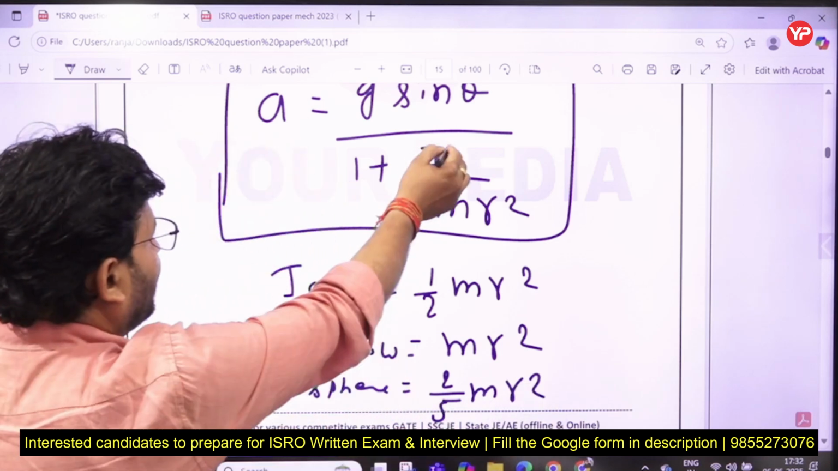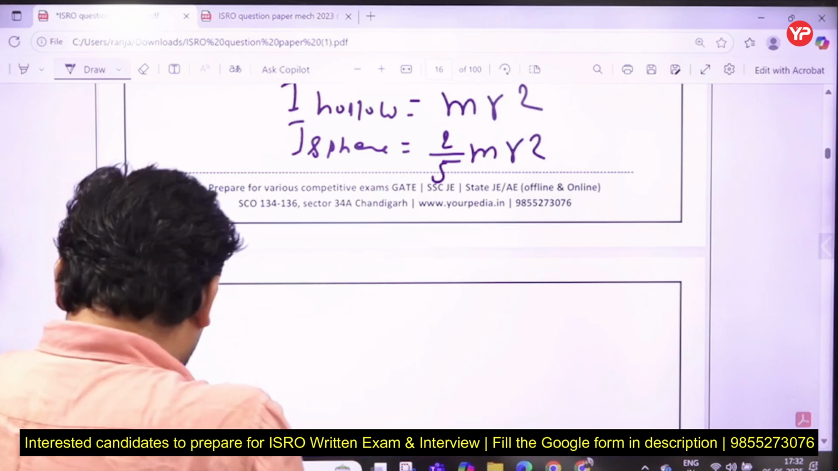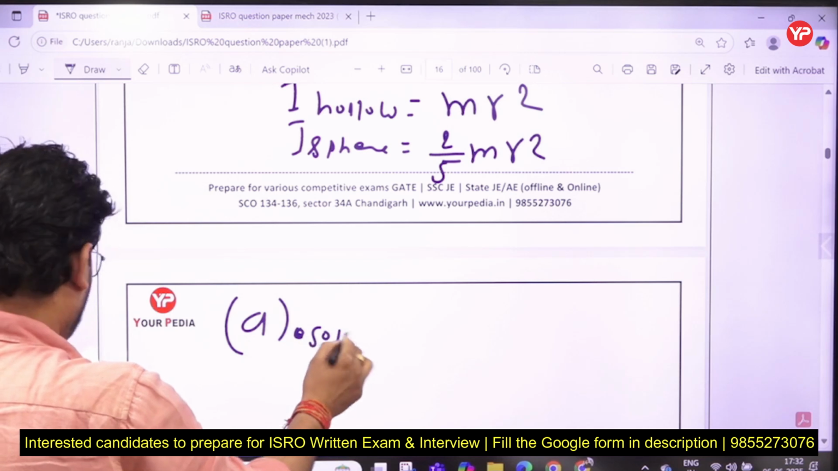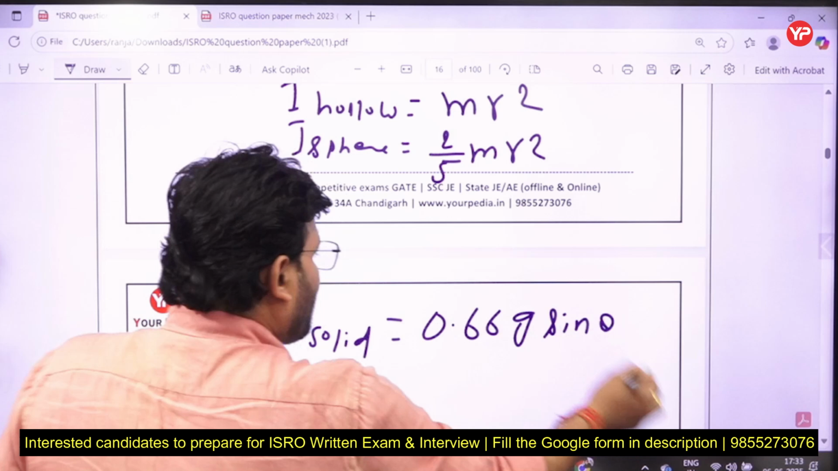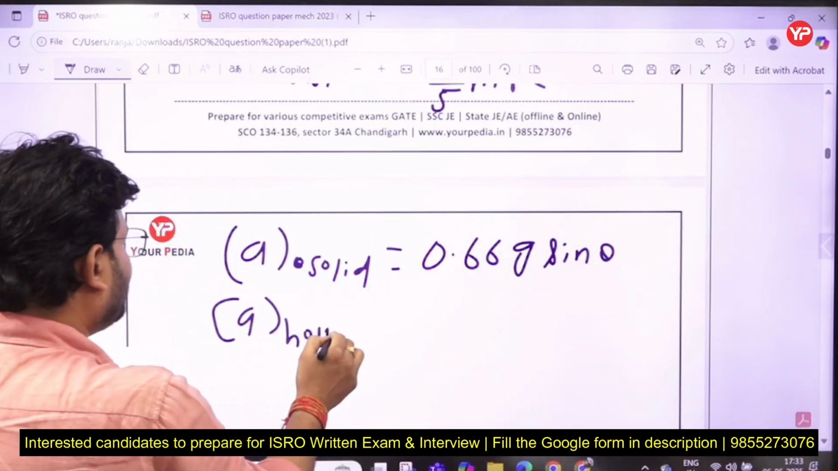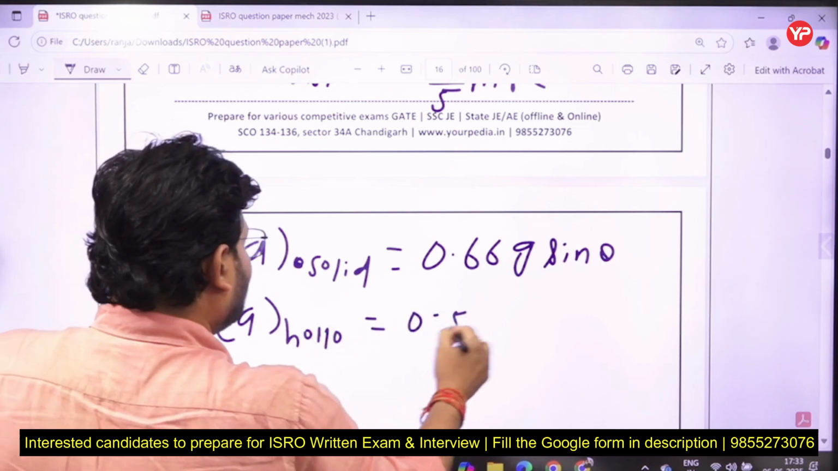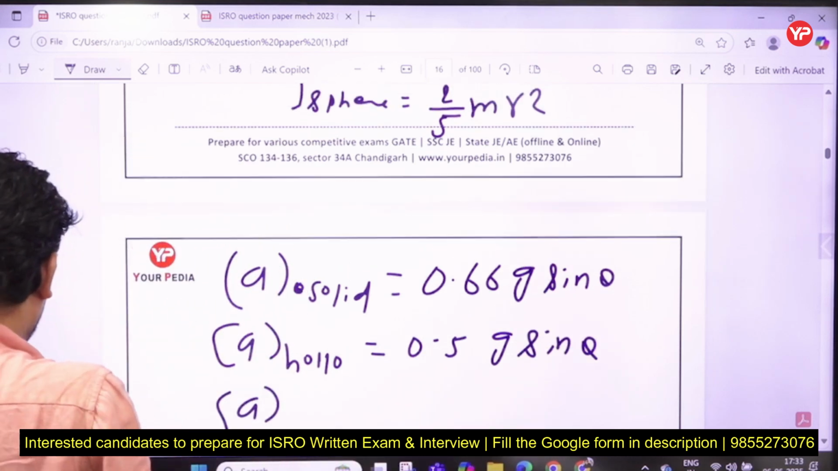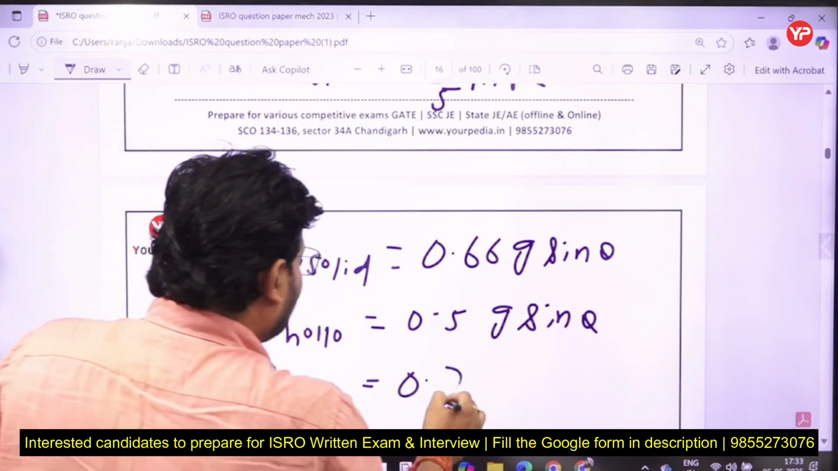Now put those values here, and by solving we get, my dear friends, a of the solid cylinder coming out to be 0.66 g sin theta. In the case of a hollow cylinder, it is coming out to be 1 upon 2 g sin theta. And if you talk about a in the case of the sphere, that value is coming out to be 0.7 g sin theta.